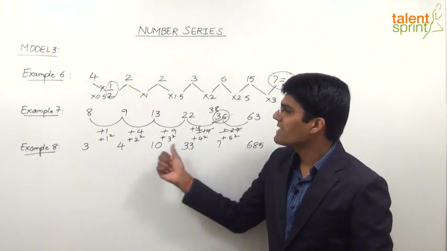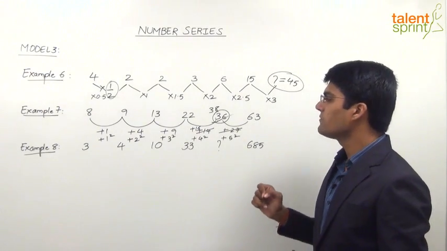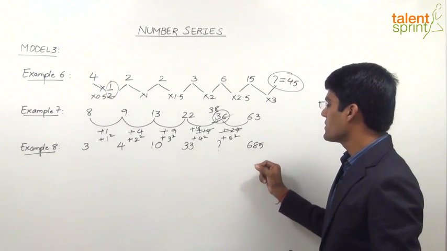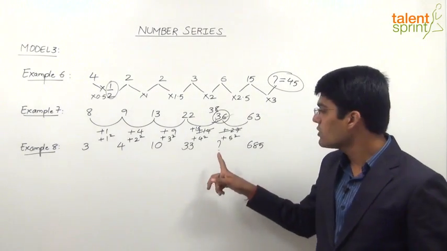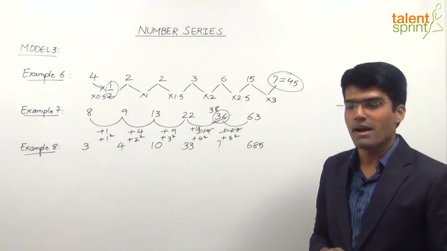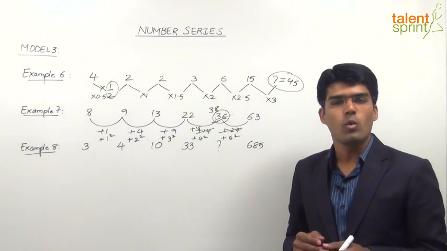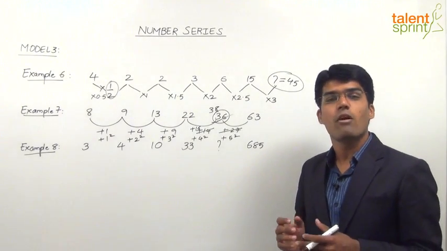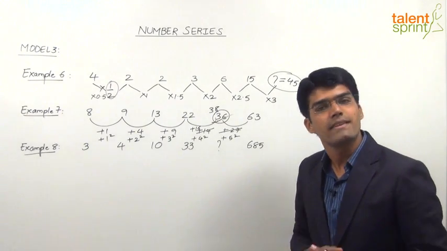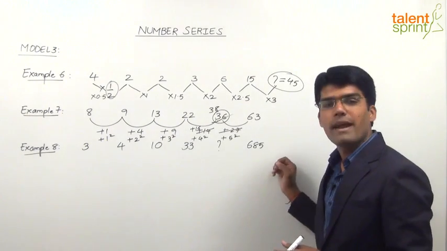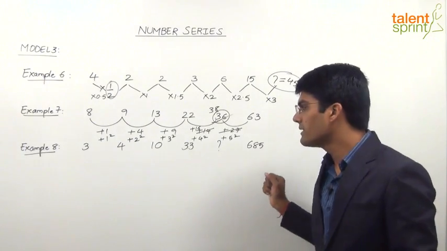Let us now take one last example from Model 3, that is 3, 4, 10, 33, question mark, 685. So we are supposed to find out what comes in place of this question mark. Now this series here is a typical one where the difference is a combination of multiplication as well as addition. Let me directly give you the pattern here so that you understand the logic behind that.